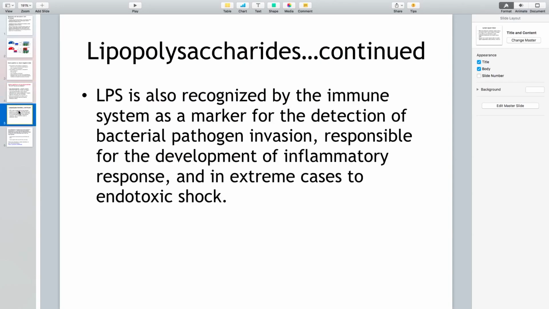Lipopolysaccharide is also recognized by our immune system, the system that helps us fight infections, as a marker for the detection of bacterial pathogen invasion of our body, responsible for the development of inflammatory response, and in case of a severe infection, when there is an extremely high amount of endotoxin present in our system, it results in endotoxic shock.